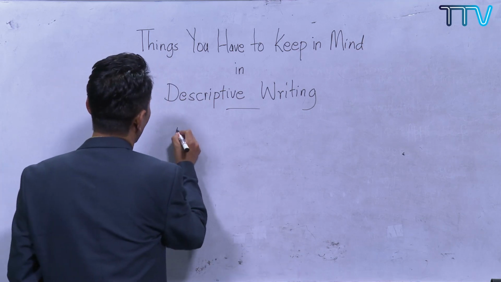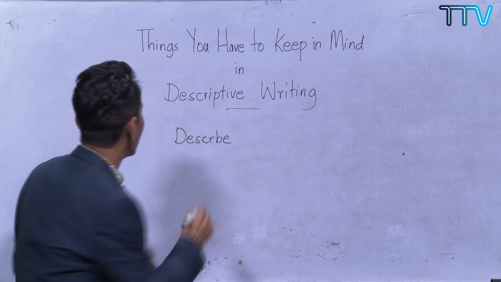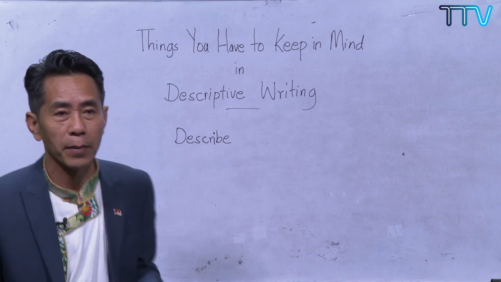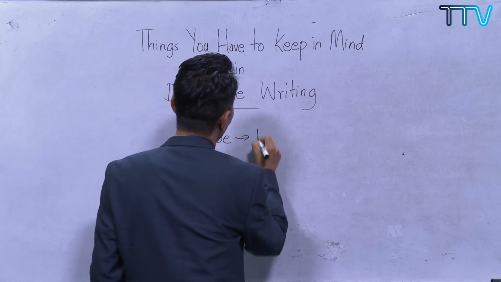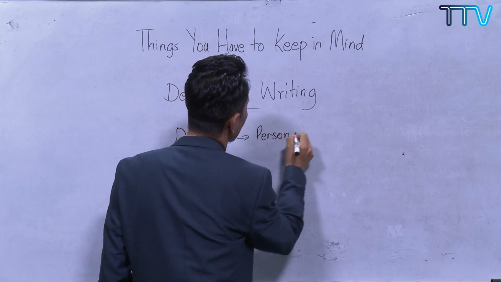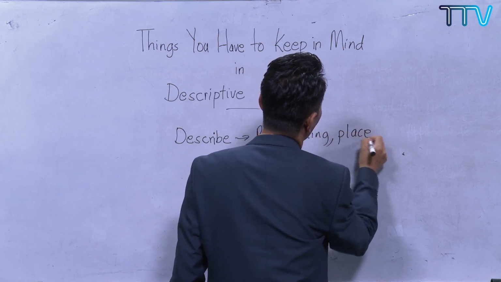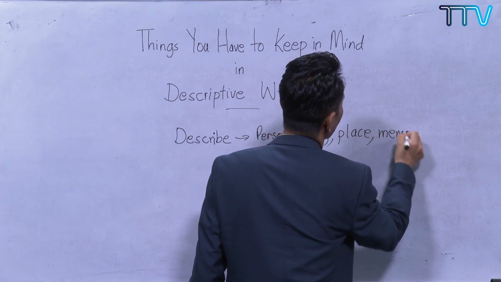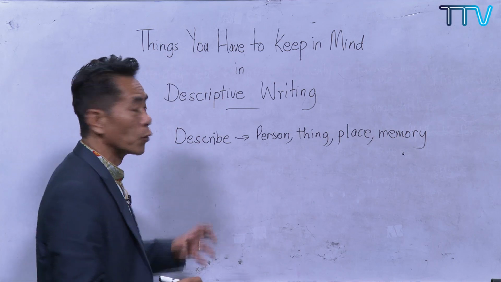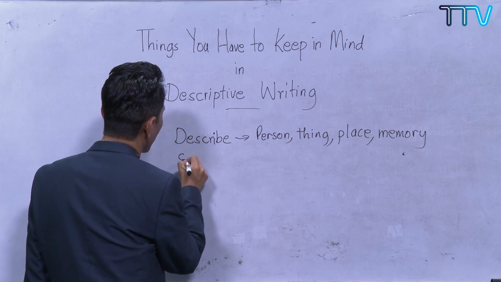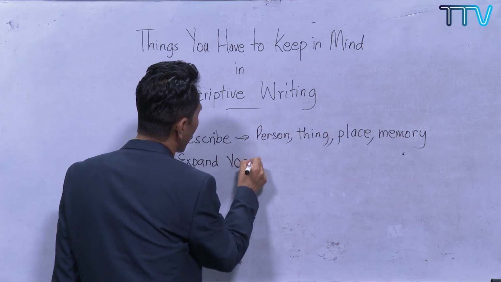Since we are describing, in descriptive writing, basically we describe. What are we describing? We are describing a person, a thing, a place, or a memory. So I told you, when you are describing all these things, it's important for you to expand your vocabulary.